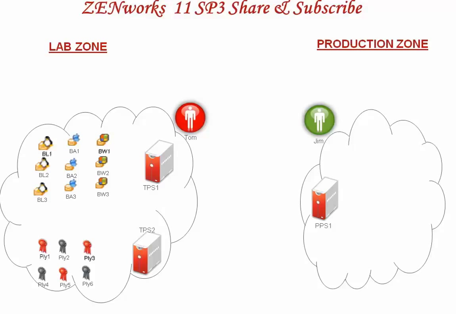As a first step to use this ZENworks feature, Tom needs to identify a server in his sharing zone as a sharing server. He identifies one of his primary servers, TPS1, as a sharing server, and configures it for sharing. He creates a subscription key. He then provides the sharing server and subscription key details to Jim. He can do this via email, phone, or in person.